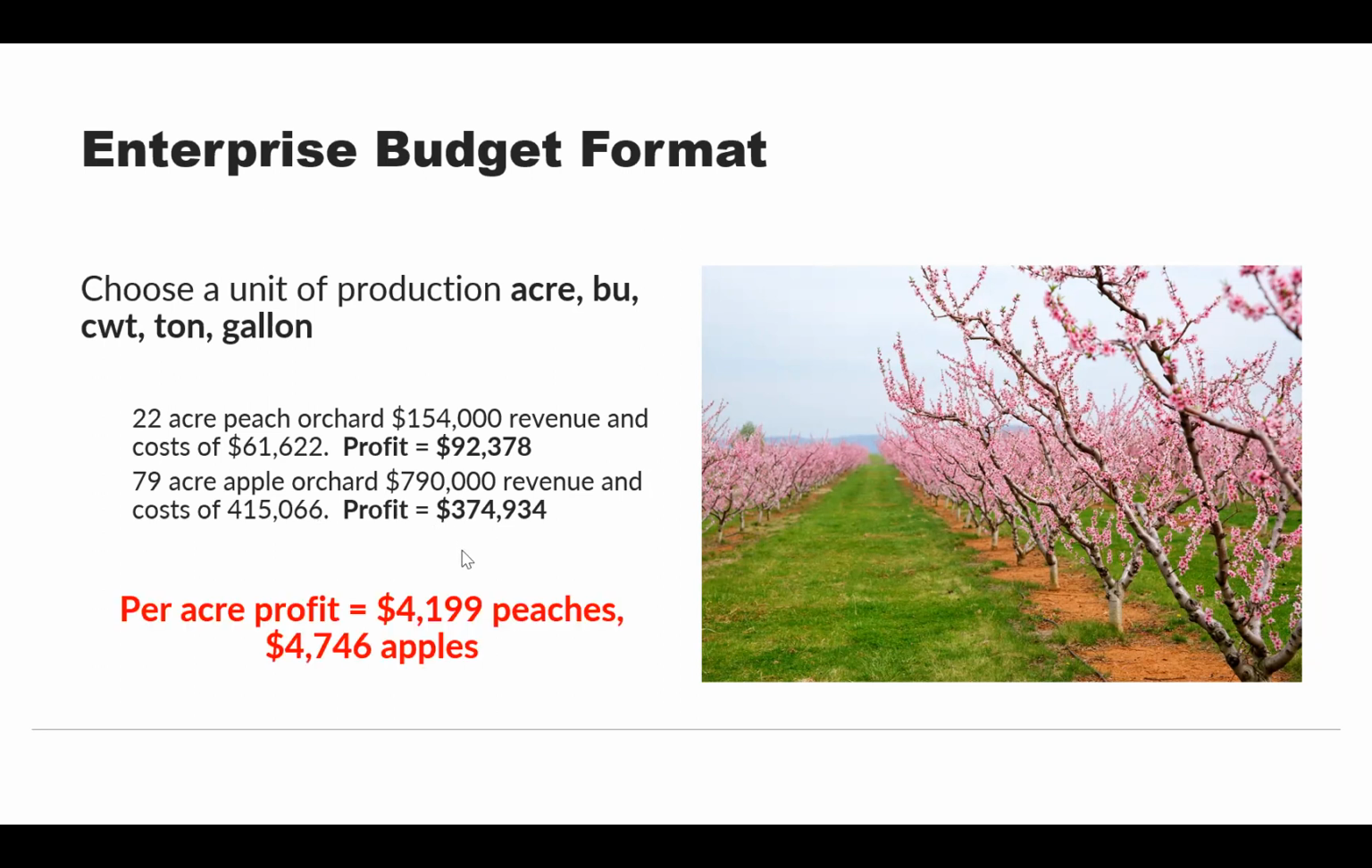Most of us can't. But if you divide it into per acre profit, it really allows you to compare the peaches and the apples head to head. I'm getting $4,700 an acre for the apples, and I'm getting $4,199 for the peaches. So that's the reason that when you're doing an enterprise budget, you're going to be thinking about the unit that you want to be able to compare it to.